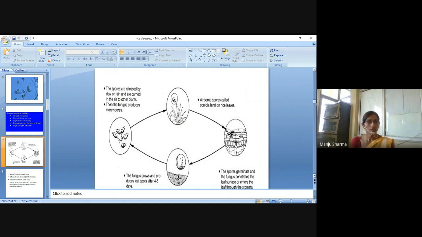Then again, the spores are released by dew or rain and are carried in the air to other plants, and the fungus produces more spores. These spores become airborne and spread through the air. The airborne spores, called conidia, land on the rice leaves. After that, the spores germinate again and the fungus penetrates the leaf surface or enters the leaf through the stomata.